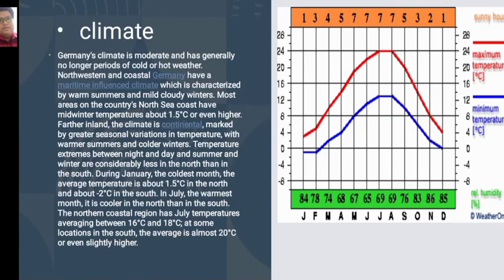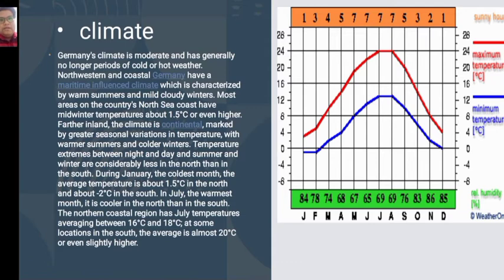Alright, next is the climate. Germany's climate is moderate and generally has no long periods of cold or hot weather. Northwestern and coastal Germany have a maritime influenced climate, characterized by warm summers and mild cloudy winters. Most areas on the country's North Sea coast have a mild winter temperature of about 1.5 Celsius or even higher.